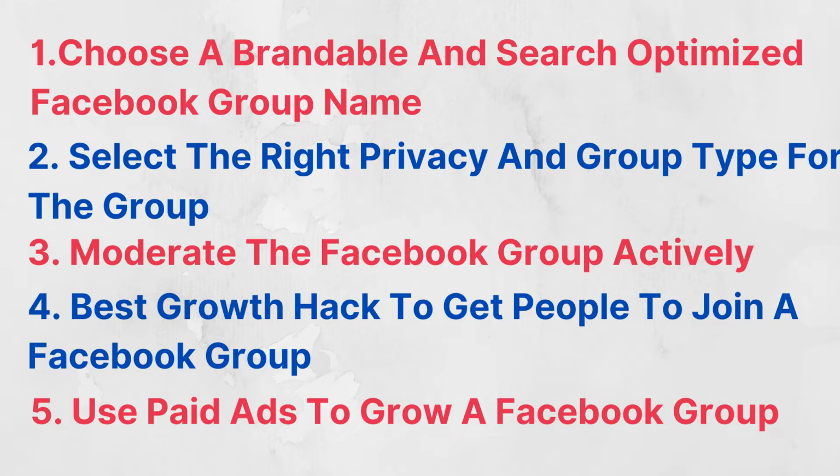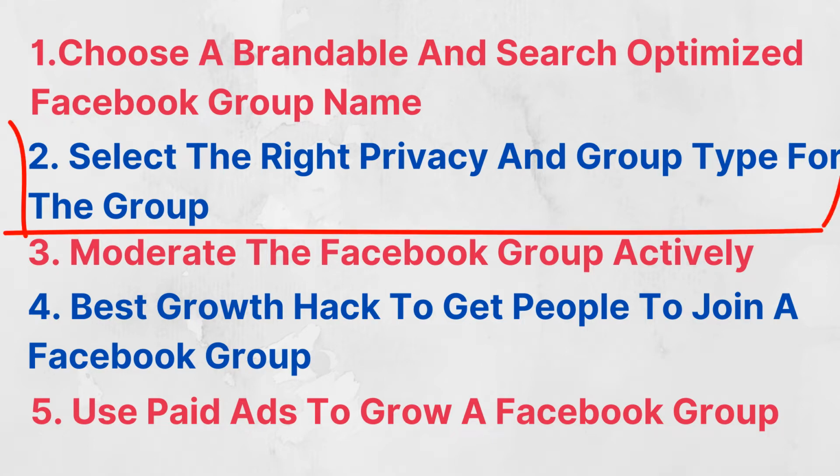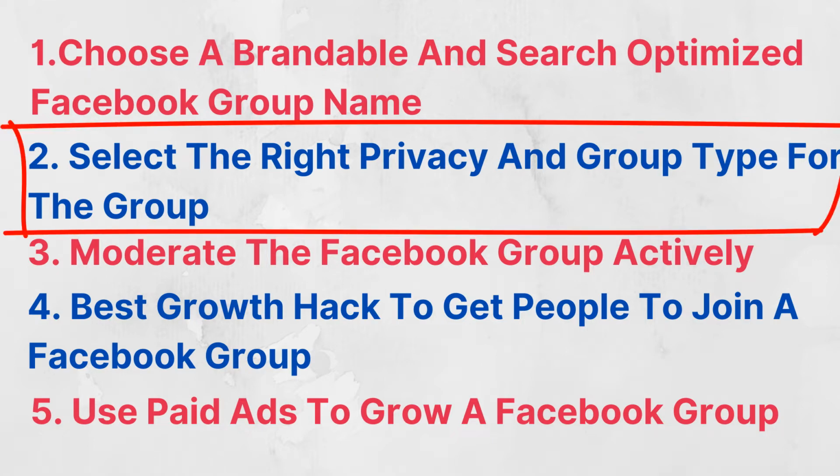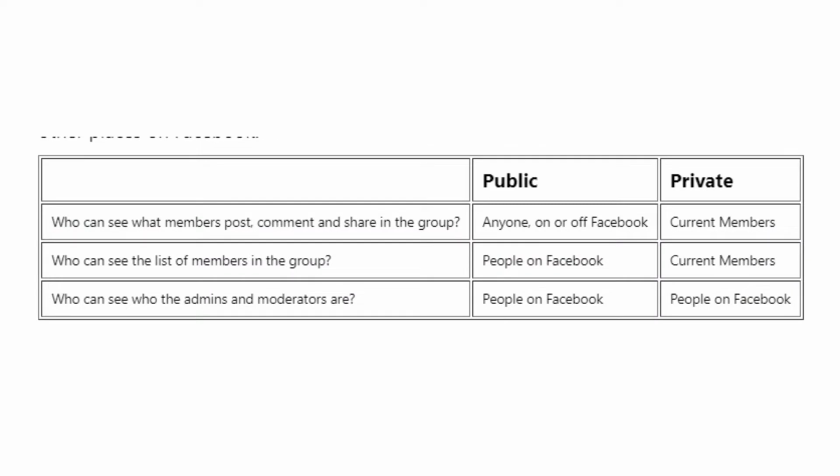Alright, the second growth tactic related to group setup is having the right privacy and group type for your Facebook group. Hopefully you know the difference between a public group and a private group. If not, you can see the differences here. But what you have to know is that there is no such thing as the better group privacy type when it comes to Facebook group growth.